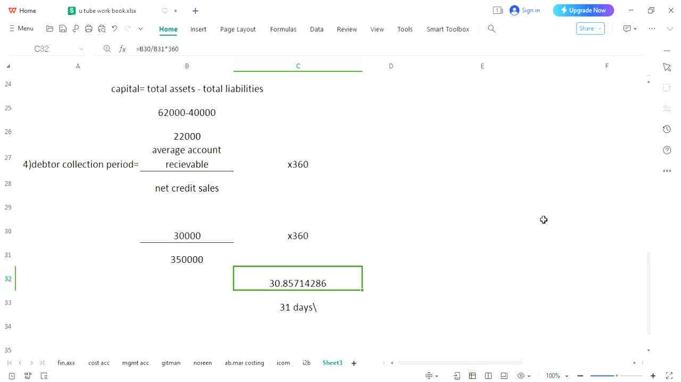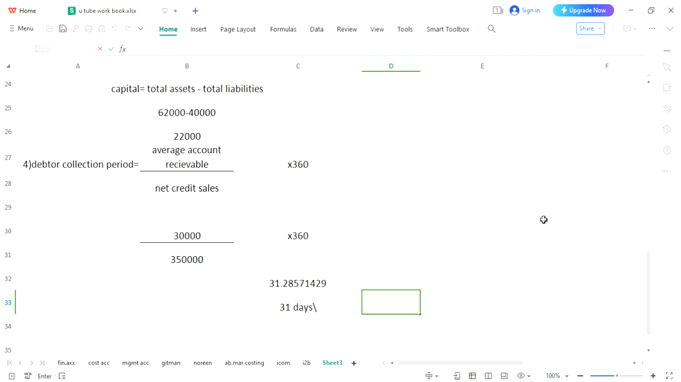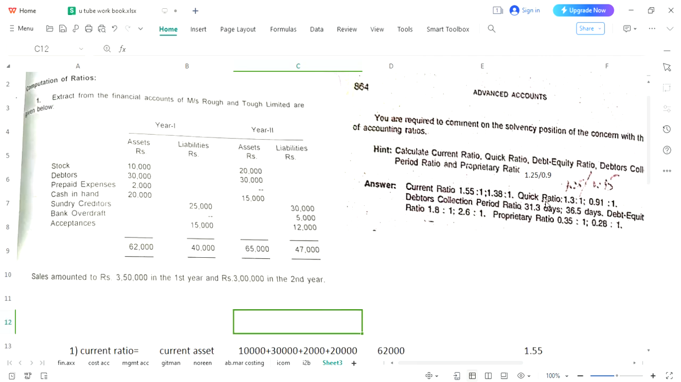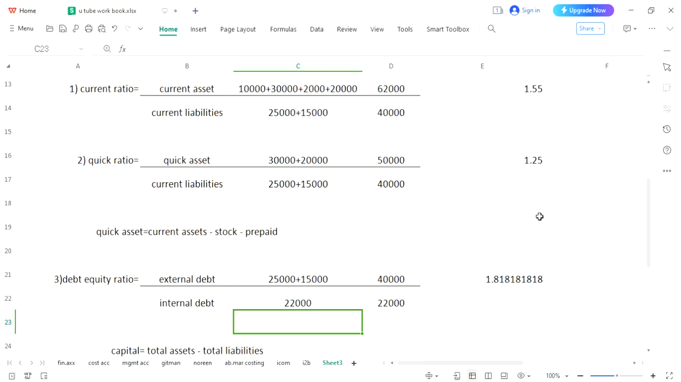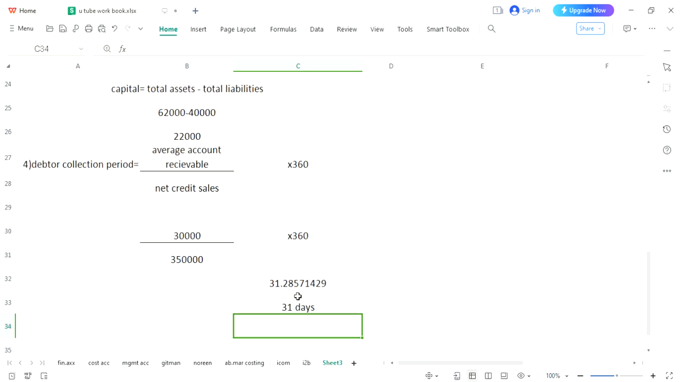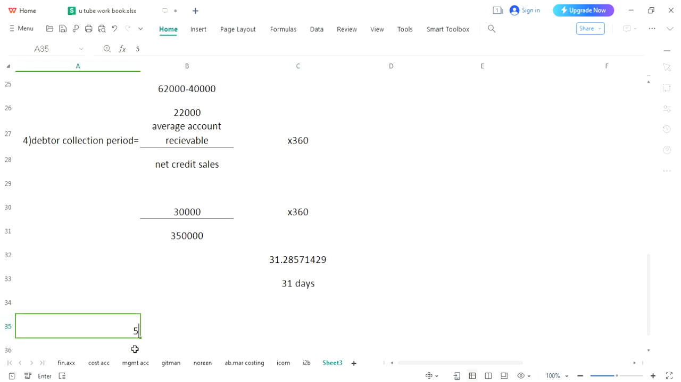Now please note it down. We have put 360. You may put 365. You may put 360, you may put 366. So one of the same thing, and here you can change it. Here you can see that it is 31.28. You may write 31 or you may write 31.28, but normally I have said days cannot be in decimal. If you want to write 31.3, you may write that, or you may write 31 days. In this way, our fourth statement has been completed.